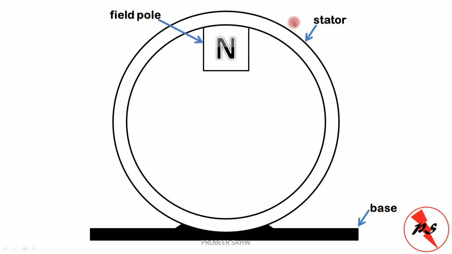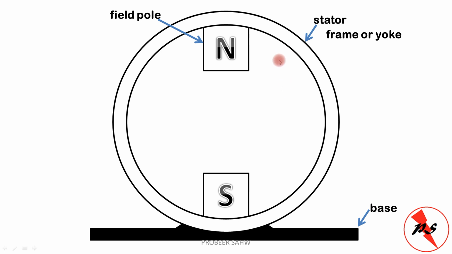Since the stator is the outer frame, we consider this outer periphery to be the stator, but now we see that there is a base which is also part of the machine, and field poles which are also part of the machine. So we now call this outer periphery of the machine the stator frame or yoke. Now this base, the stator frame or yoke, and these field poles are combinedly called the stator. These are the parts of the DC machine which are stationary.